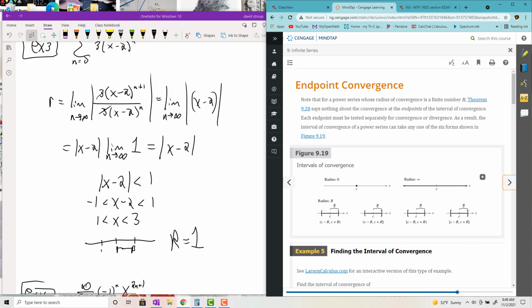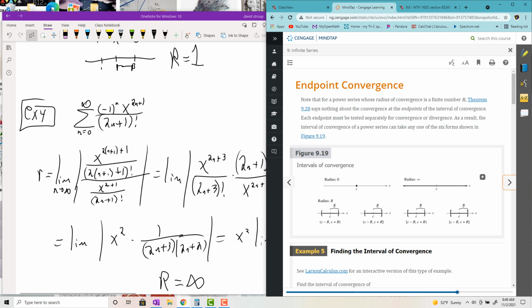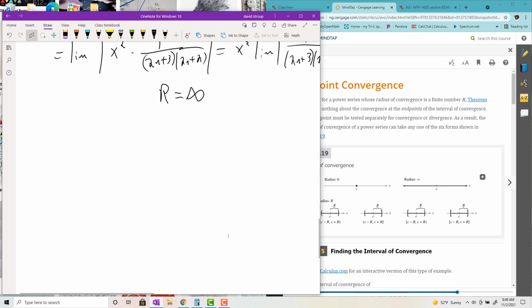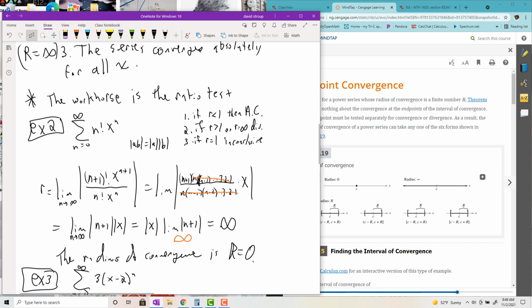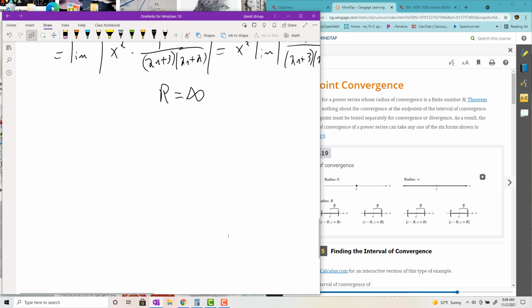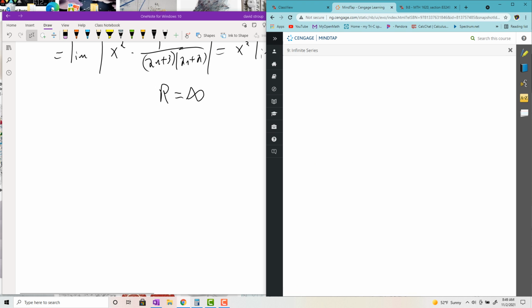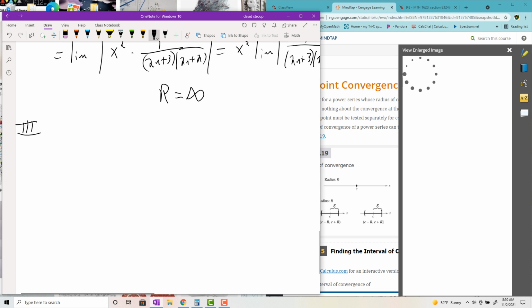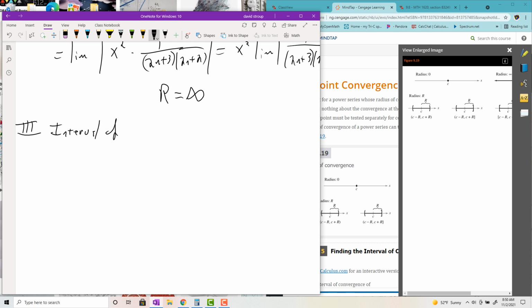So the case we kind of have to work a little bit with is this example 3 case, and now we're going to find the interval of convergence basically. So I guess I'll make this a new section, maybe 3. The interval of convergence.